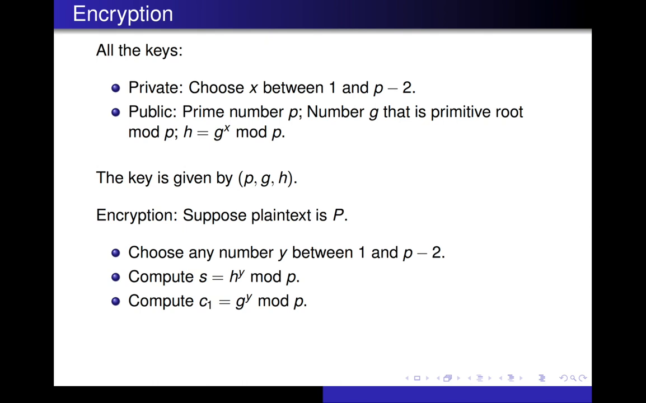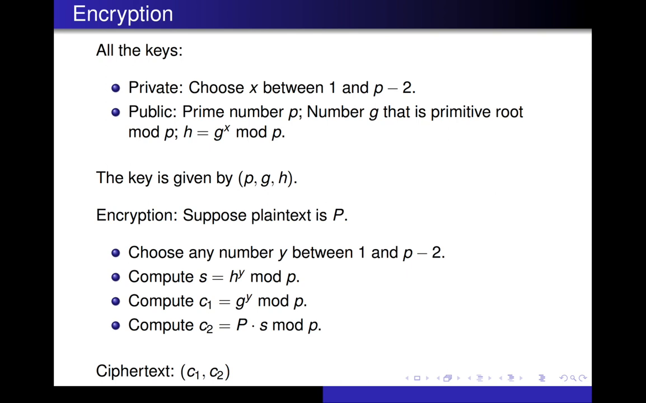Then we're going to put y in the exponent of our primitive root g. So c1 is equal to g to the y. And then finally, we're going to take that s we found in step 2, multiply it by our plain text, and take it mod p, and that's going to be our c2. So our c1 is g to the y mod p, which we get from our y. Our c2 is P times s mod p. Remember, the s we got from our y as well. And those c1 and c2, we're going to put together in an ordered pair to form our ciphertext.